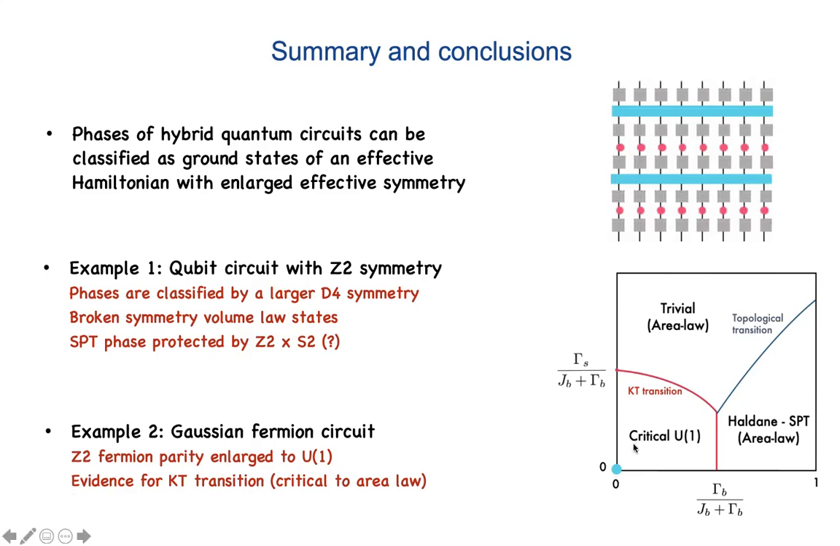be a phase transition between a critical phase for weak measurement rates, for small measurement rates, to two possible area law phases. One of them is a topological area law phase, and another a non-topological area law phase. And the transition, at least within this two replica theory, and it's consistent with our numerics, is a Kosterlitz-Thouless transition. And the surprise is it's a Kosterlitz-Thouless transition, although there is no U1 symmetry in the circuit. The circuit only has Z2 symmetry, but the enlarged symmetry is U1.